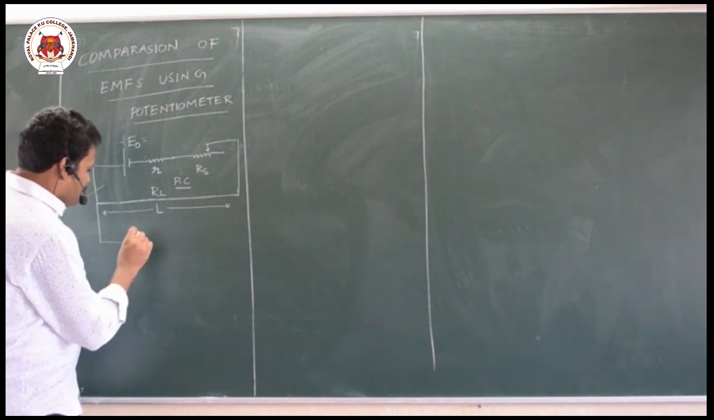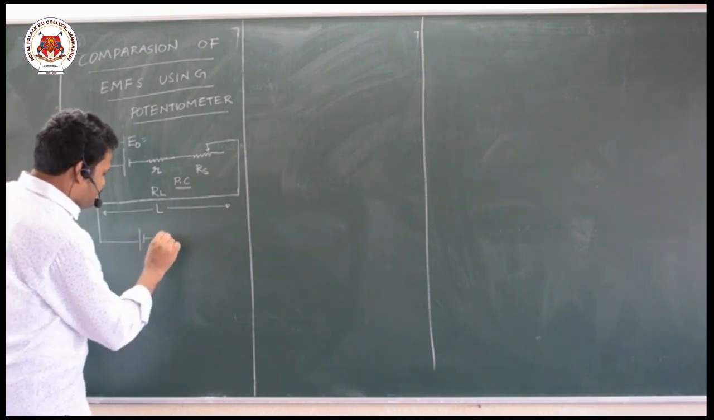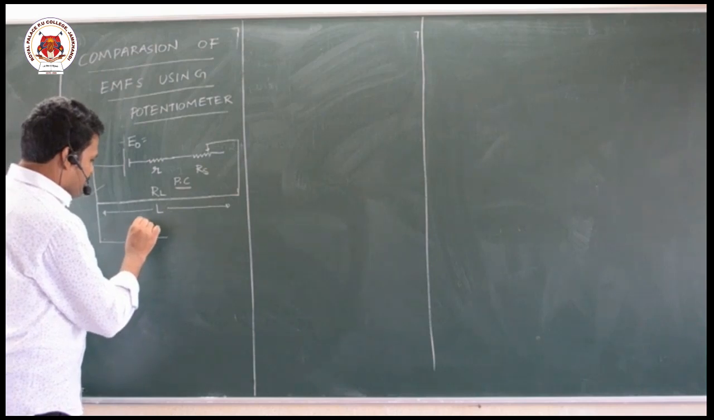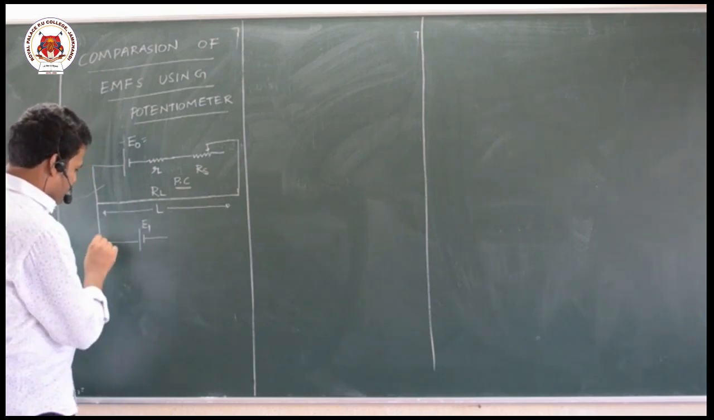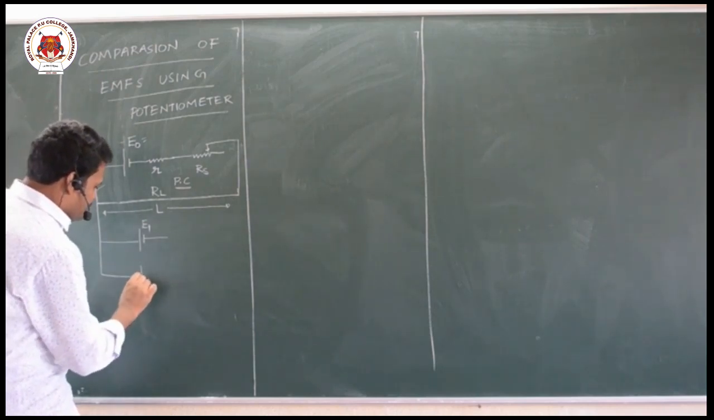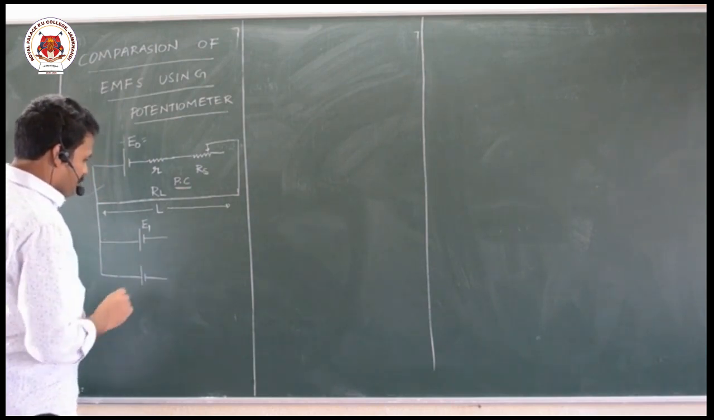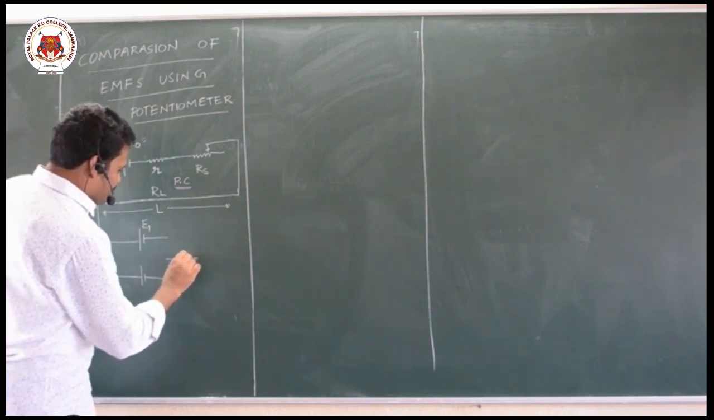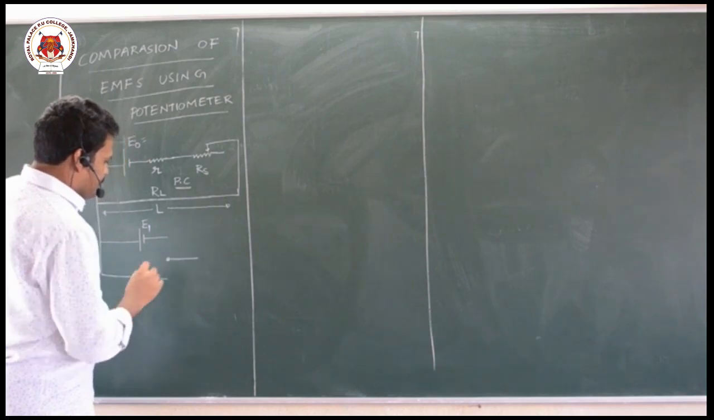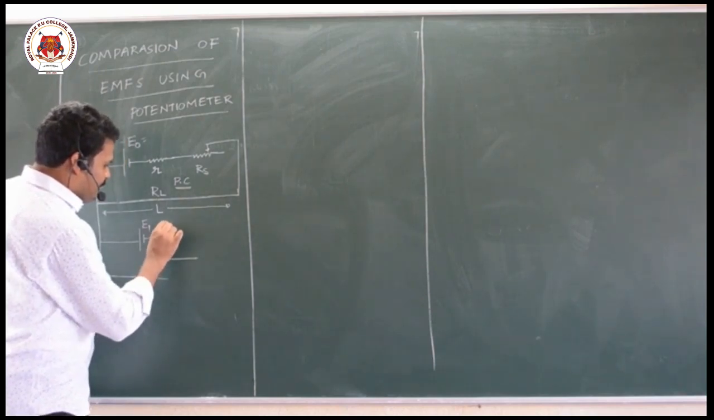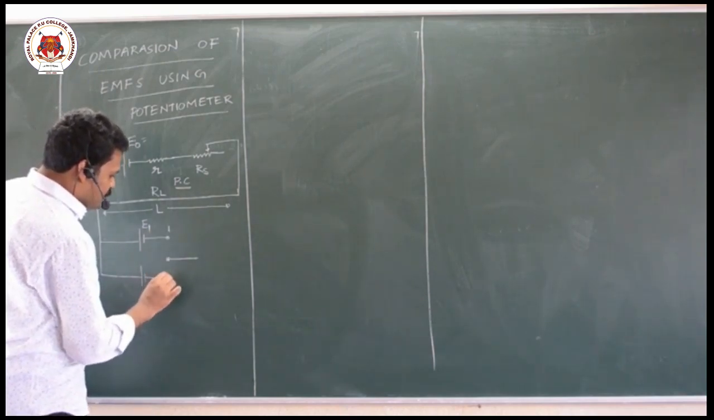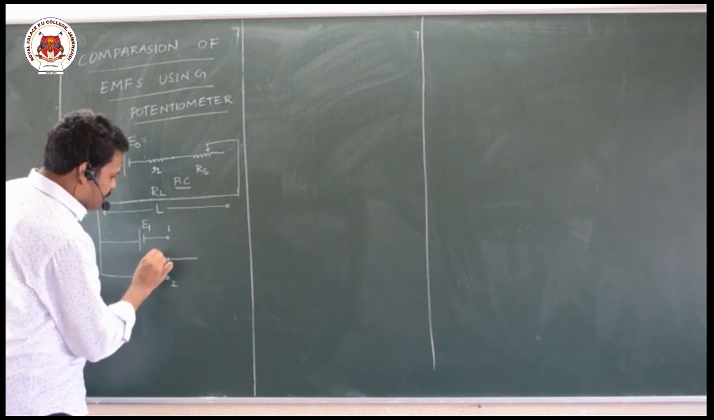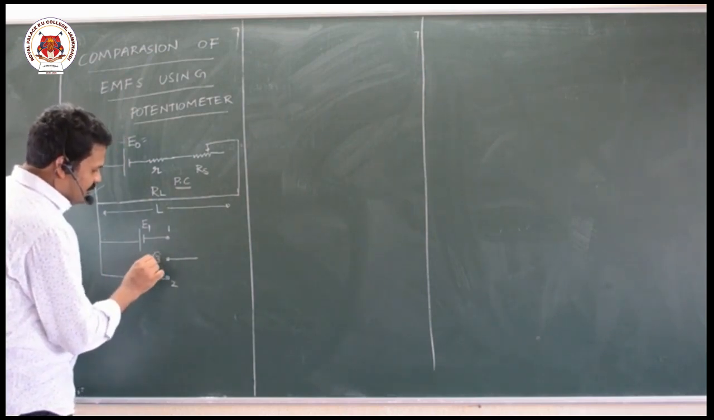In the secondary circuit I am going to take two cells. One I am taking as E1, the other as E2. In between these two cells I am connecting a jockey. Here I am making three terminals: this is 1, this is 2, this is 3.